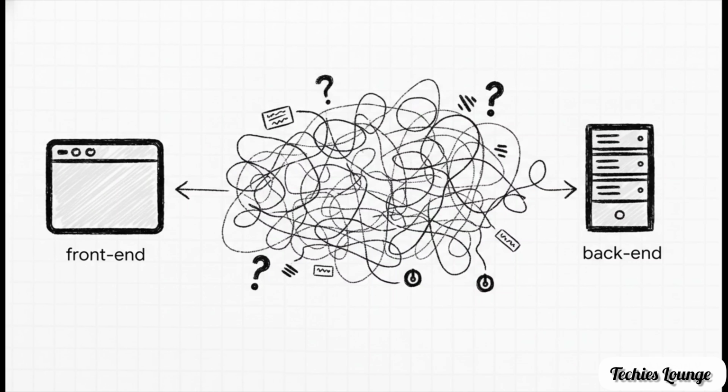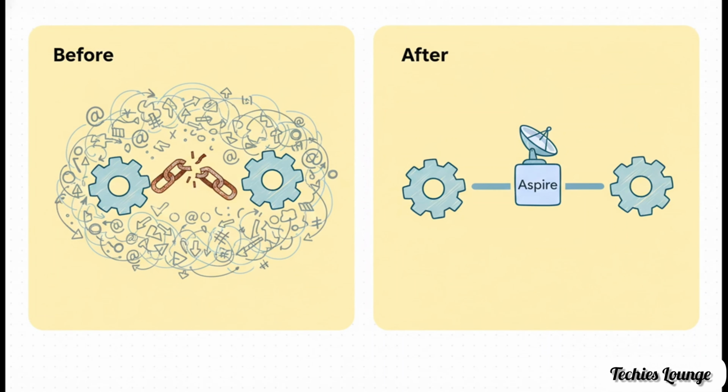Okay, on to the next problem. Pure chaos. I'm talking about service discovery. How does your front-end service even know where your back-end API is? The address, the port, all that stuff can change constantly between your machine, testing, and production. So, the old way was this brittle house of cards built on hard-coded URLs and a tangled web of environment variables.